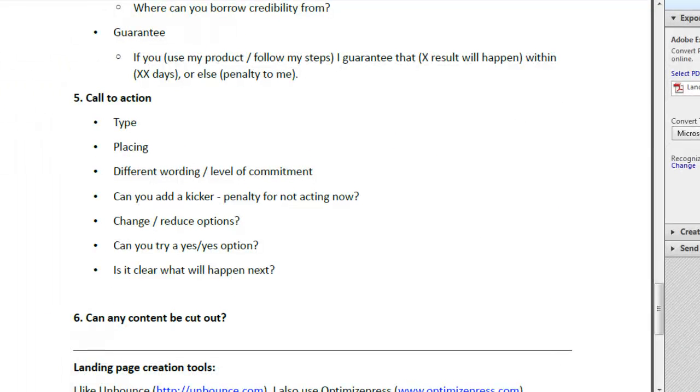And then above all, is it clear to the visitor what's going to happen next? There's a saying that a confused mind says no, a clear mind says go. Your website visitor needs to be crystal clear on what is going to happen next, what they're going to get, what they will need to do. So you need to have explained all of this on your landing page. Make sure it's clear what happens when they click the button.